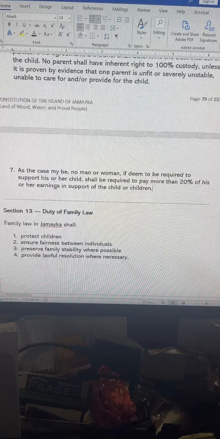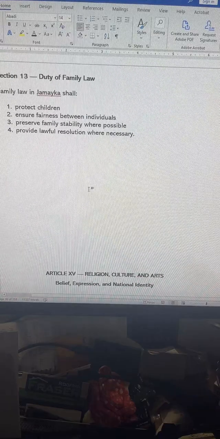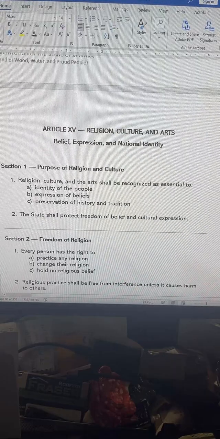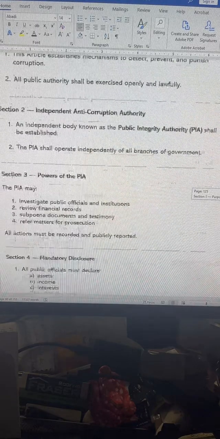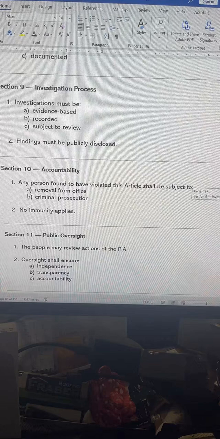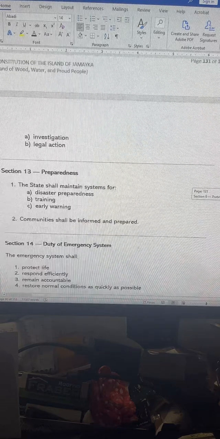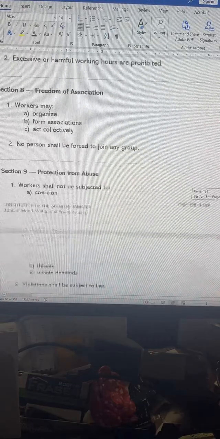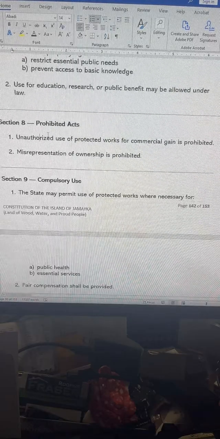Complete access to the sex offenders registry. That's a good one. We don't have that in here. So that would be under crimes. Right? So crimes would be all the way down. Anti-corruption and public accountability. Let me see if we can find crimes, disaster response, working conditions. Criminal code. Let me see.